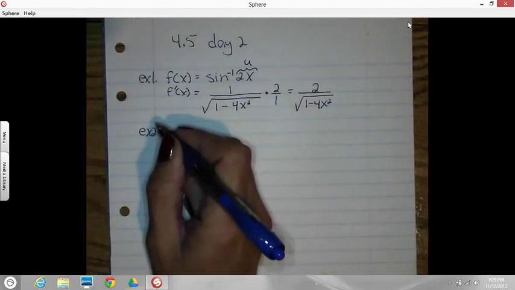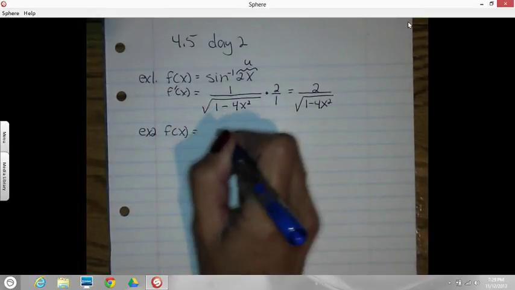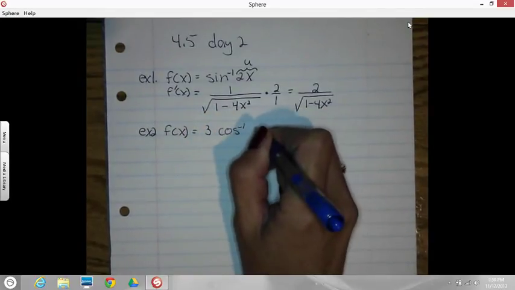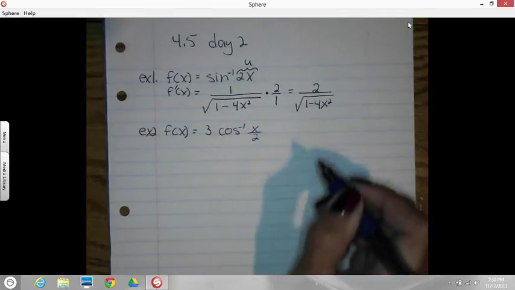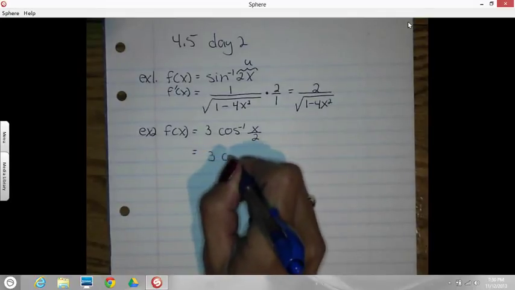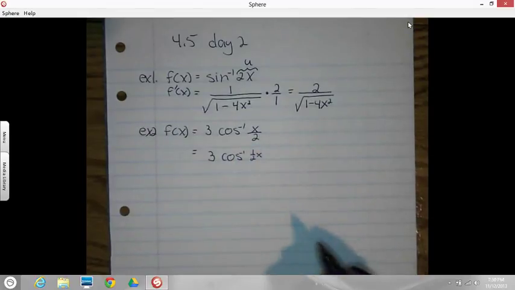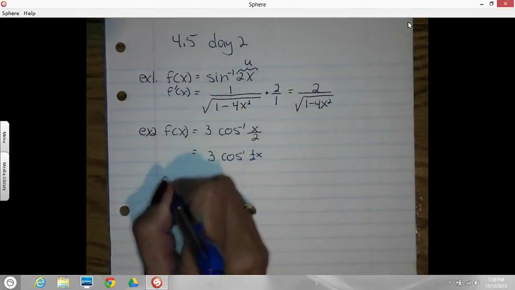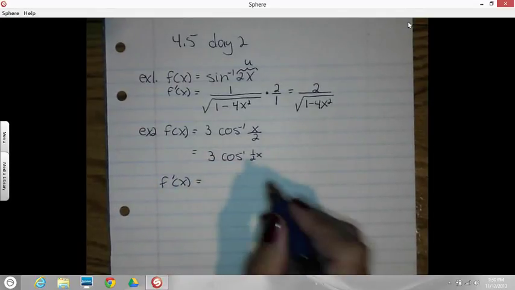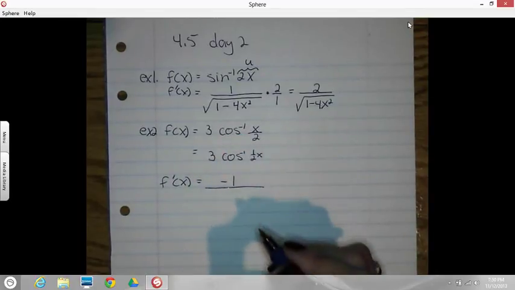Number 2, let me challenge you a little bit more. F of x equals 3 times inverse cosine of x over 2. And remember that x over 2, that's just another way to say 1/2 x. So derivative of inverse cosine is -1. Remember, if it starts with the c, it's got the negative derivative.